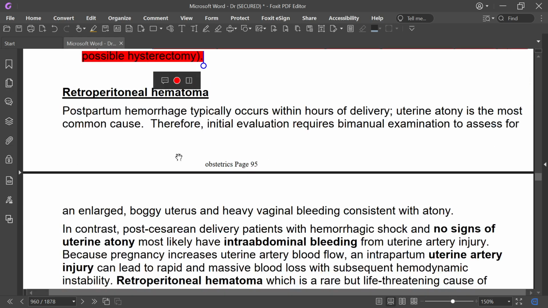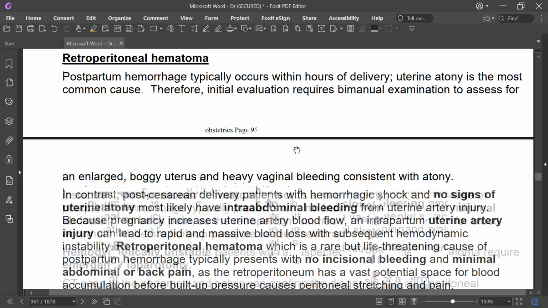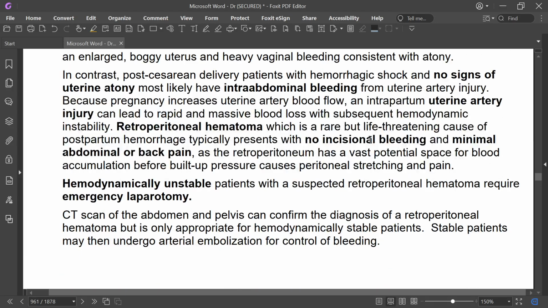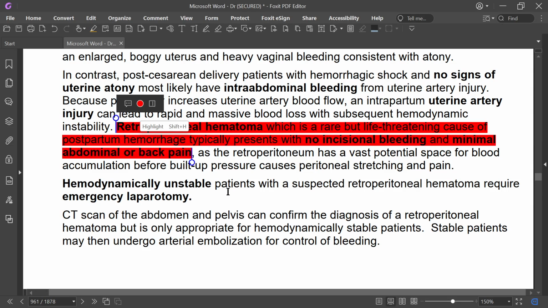Retroperitoneal hematoma typically occurs within hours of delivery. Uterine atony is the most common cause of PPH, but retroperitoneal hematoma is a rare but life-threatening cause. It presents with no incisional bleeding and abdominal or back pain. A hemodynamically unstable patient with suspected retroperitoneal hematoma requires emergency laparotomy.